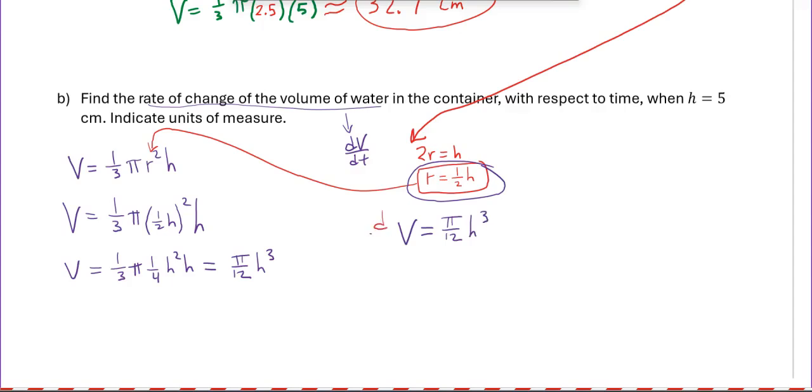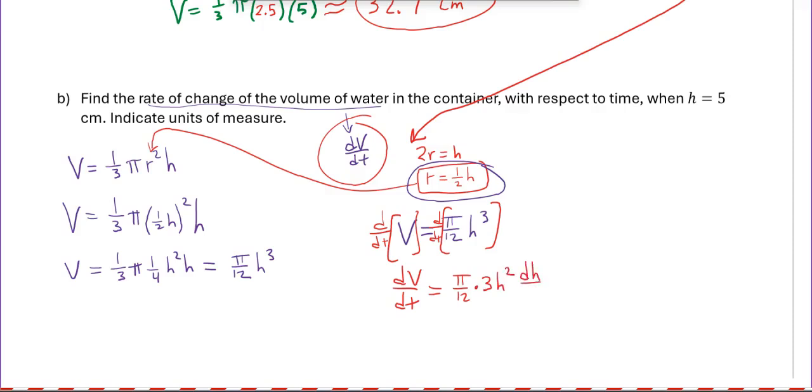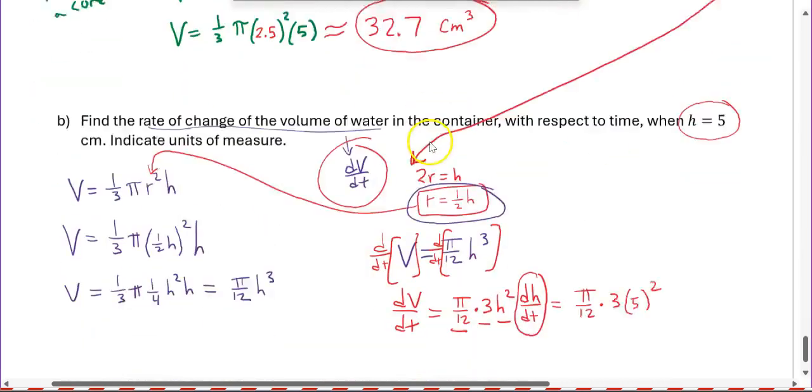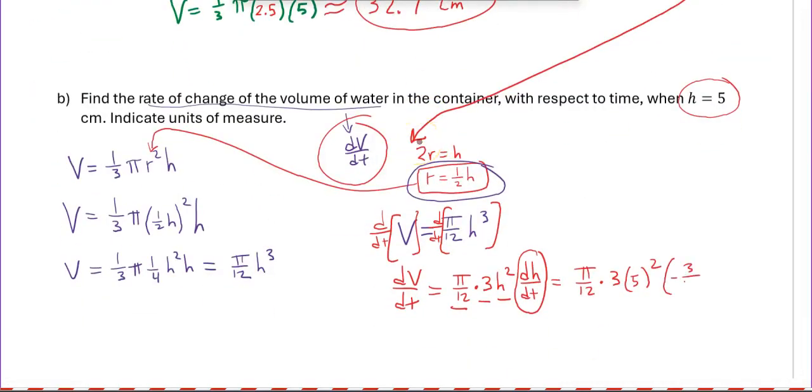And now I can take the derivative with respect to time of both sides. Let's do it. On the left side, dV/dt, that's what I want, right? dV/dt equals a constant multiplier, just leave pi over 12. Now let's use the power rule. Bring the power down, reduce the power by 1, multiplied by dh/dt. Let's plug in everything we know. So pi over 12, 3, h squared. We're given that h is 5 here. And dh/dt is the piece of information that we were given above. It's -3/10. They're highlighted, so we're going to plug that in here. And that is our answer.